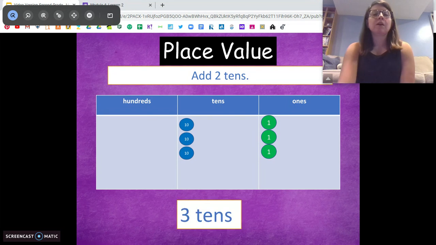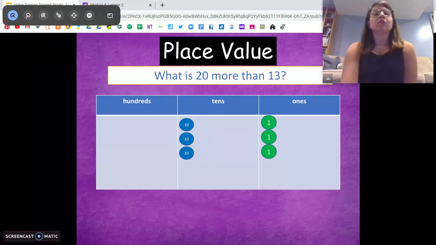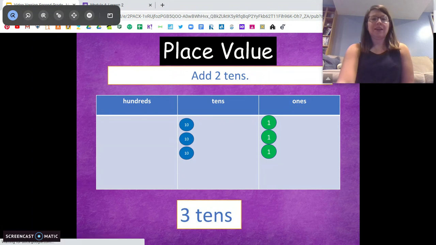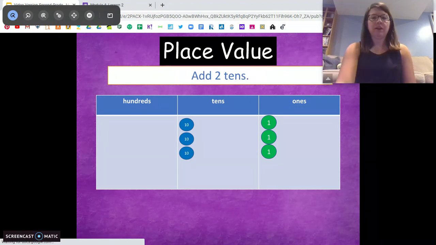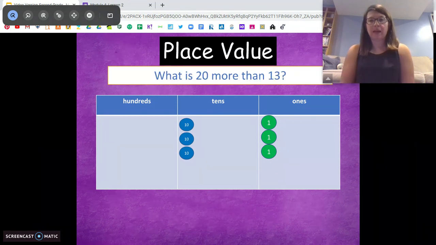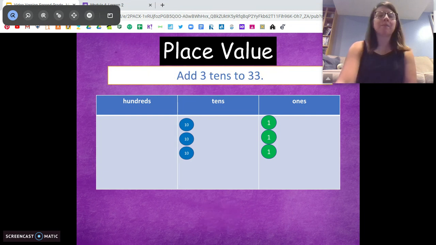So keep your board the way it is and add 2 more tens in your tens column. Good? Okay. So now we have how many tens? 3 tens and how many ones? 3 ones, right? That stayed the same. So we just added 2 tens. What is 20 more than 13? We started with 13. We added 2 more tens. What did we get? 33. Excellent job.